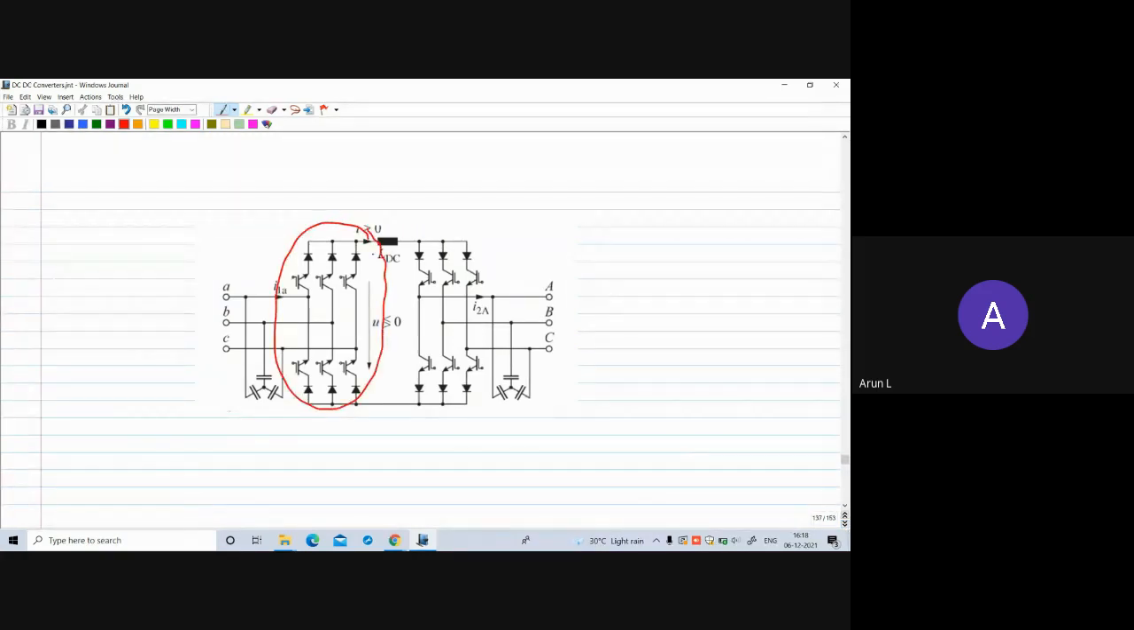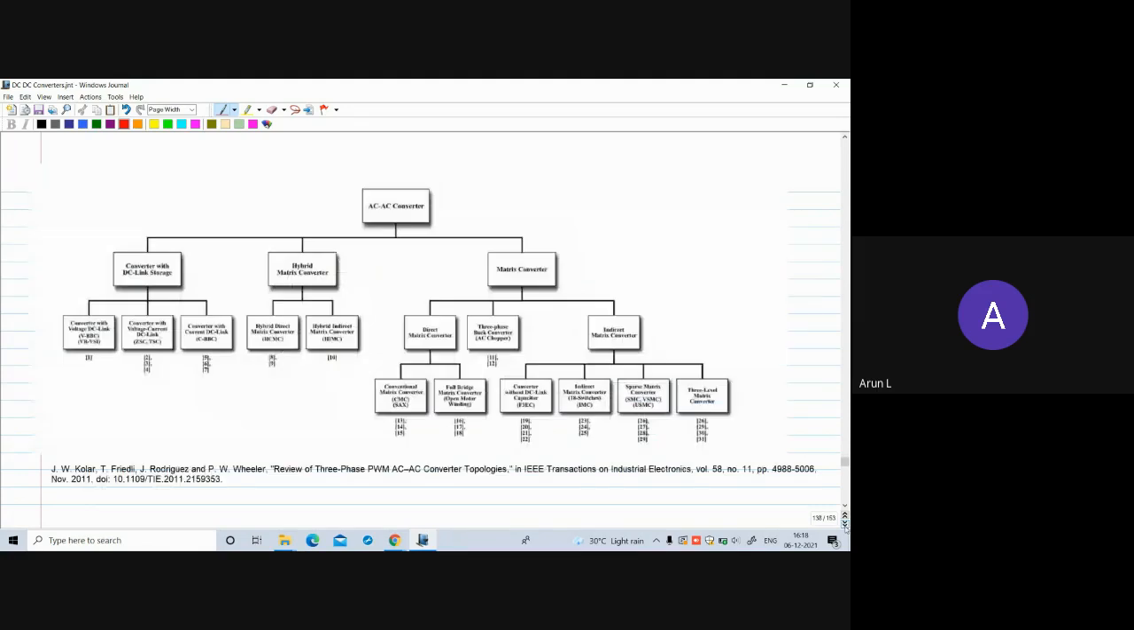This circuit we have already seen. In a current source inverter, we have an IGBT in series with a diode. So there are a lot of AC to AC converters, and we don't have time to go through them. This is a very good reference paper: Review of 3-phase PWM AC to AC converter topologies. Even though it is an old paper written in 2011, it gives an exhaustive list of all the different topologies so far.